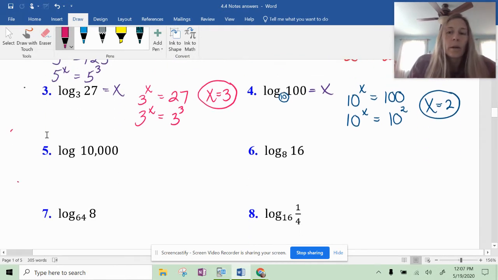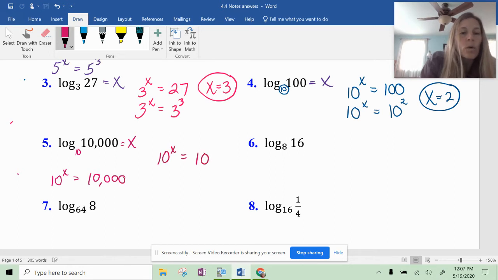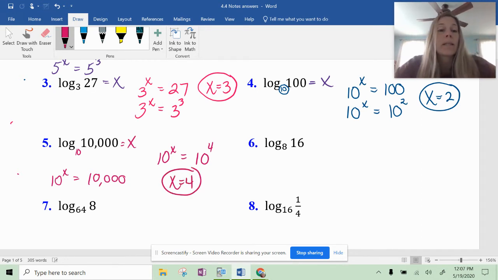All right, so let's try number 5. Again, if there's no base written there, you know it's a 10. So this is really going to be 10 to the x power equals 10,000. Now I want to write 10,000 as a base of 10. So 10 to what power is 10,000? 10 to the 4th power. So now that these both have the same base of 10, I know that x just equals 4. So log base 10 of 10,000 would equal 4.